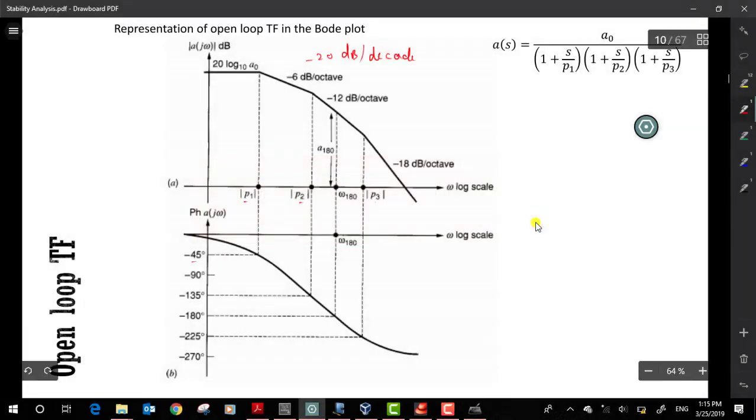So as I said in the morning, exactly at the pole location, the phase value would be minus 45 degrees, but once you move out of this particular pole, it induces a maximum of 90 degrees. Okay. Similarly, at pole location P2, I have a phase value of minus 135, and somewhere around P3, you can see that the phase value is minus 225. Clear? And there is also something that I have marked, which is omega 180. Okay, so it is the frequency at which my phase value is 180 degrees. Clear? I'm talking about this. Okay.